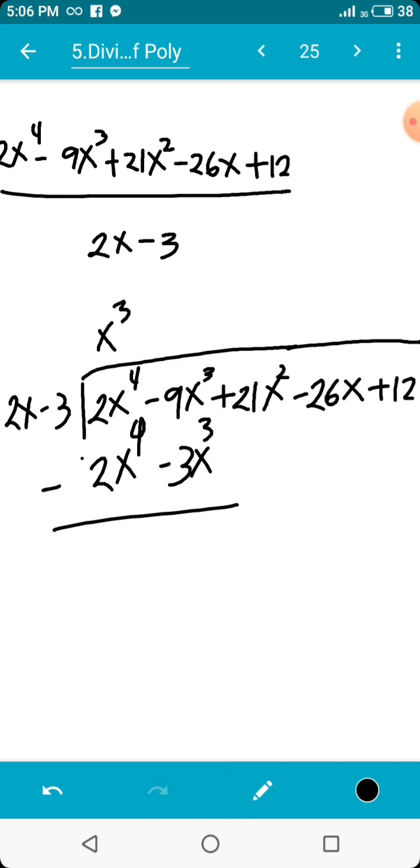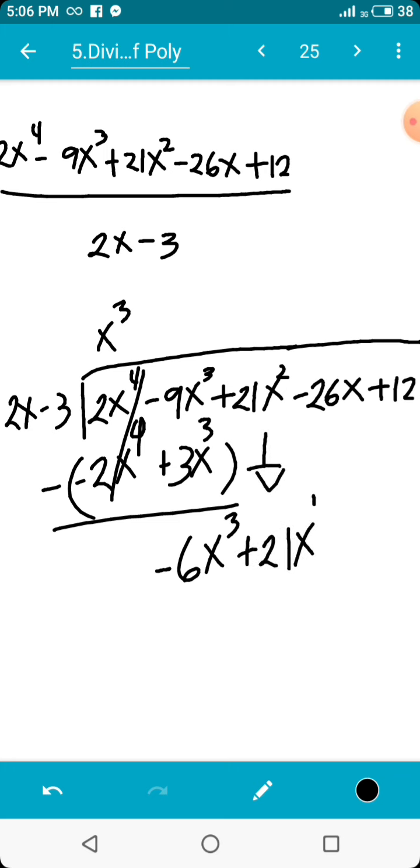Okay, and then minus. So, mag-iiba yung sign. Magiging negative and positive. So, we have here negative and positive 2x raised to 4. So, cancelled. And then we have negative 9x cubed and positive 3x cubed. So, we have negative 6x cubed, and then bring down this. So we have positive 21x squared. Okay, and then divide natin yung negative 6x cubed sa 2x. So we have negative 3x squared.